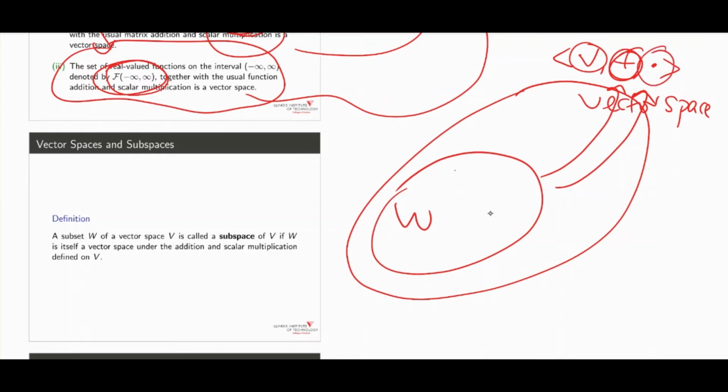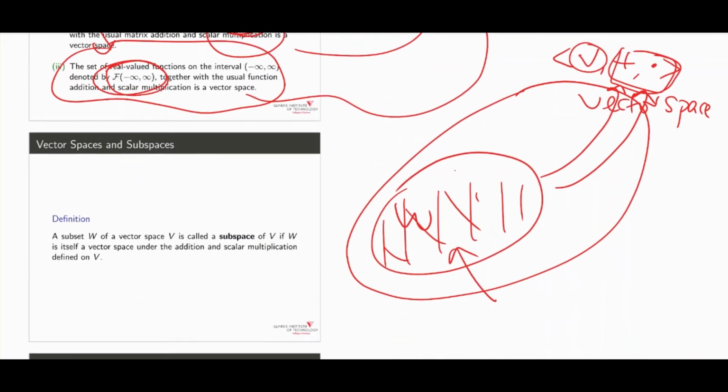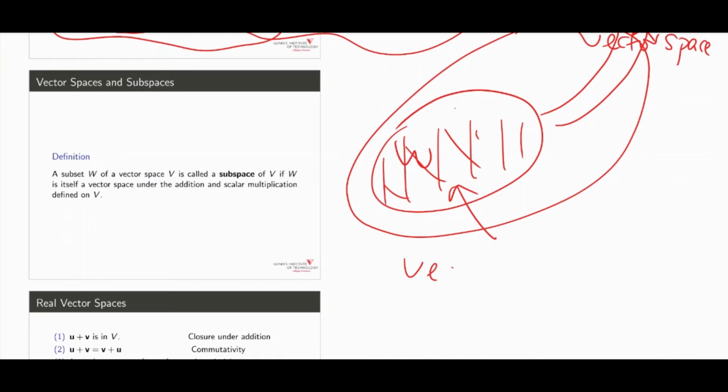So now the question is: is this W, together with these operations inherited from V, well, this again has a structure that is outlined here. Which means, is this also a vector space? Is this a vector space or not?